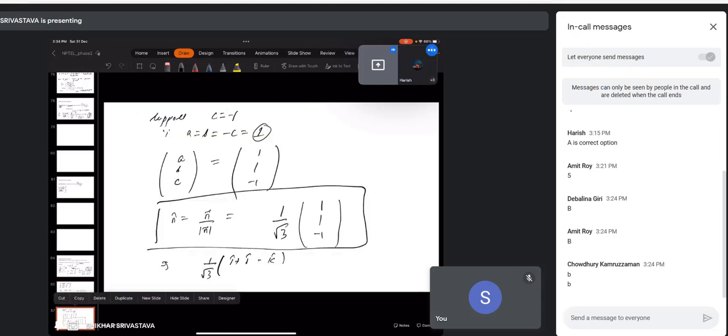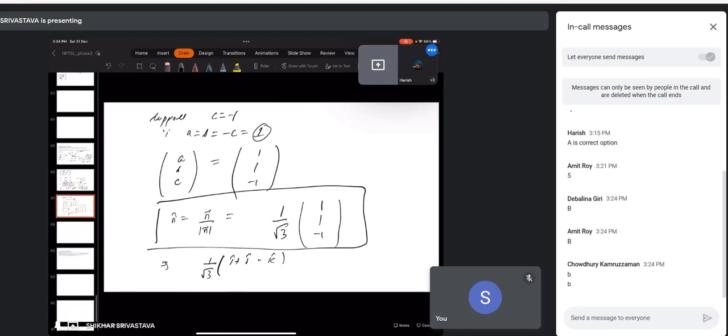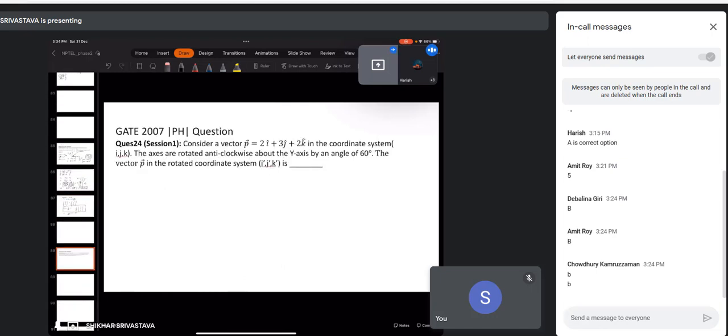Okay, so now this is clear. Now I will ask you people to solve this. Before that, this question is also related to matrix rotation only. Here they have asked to consider a vector P in some coordinate system. It has this value, and then the axes are rotated anti-clockwise about the y-axis.